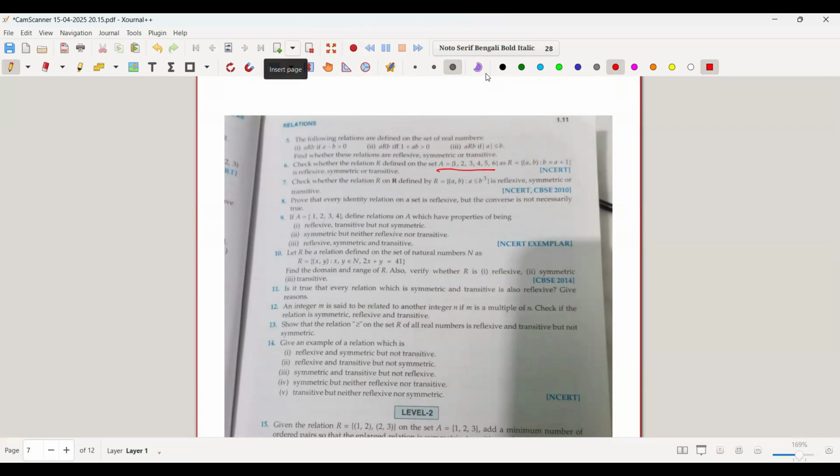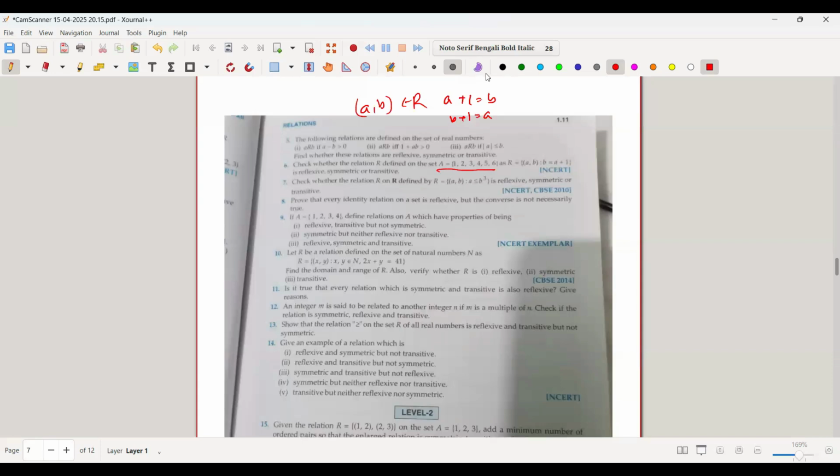For any element a belonging to capital A, (a, a) is not in R, so that means it is not reflexive. Also, (a, b) belongs to R means a plus 1 equal to b. That does not imply that b plus 1 equal to a, right? So (b, a) is not in the set, so it is not symmetric. And it is not transitive also.